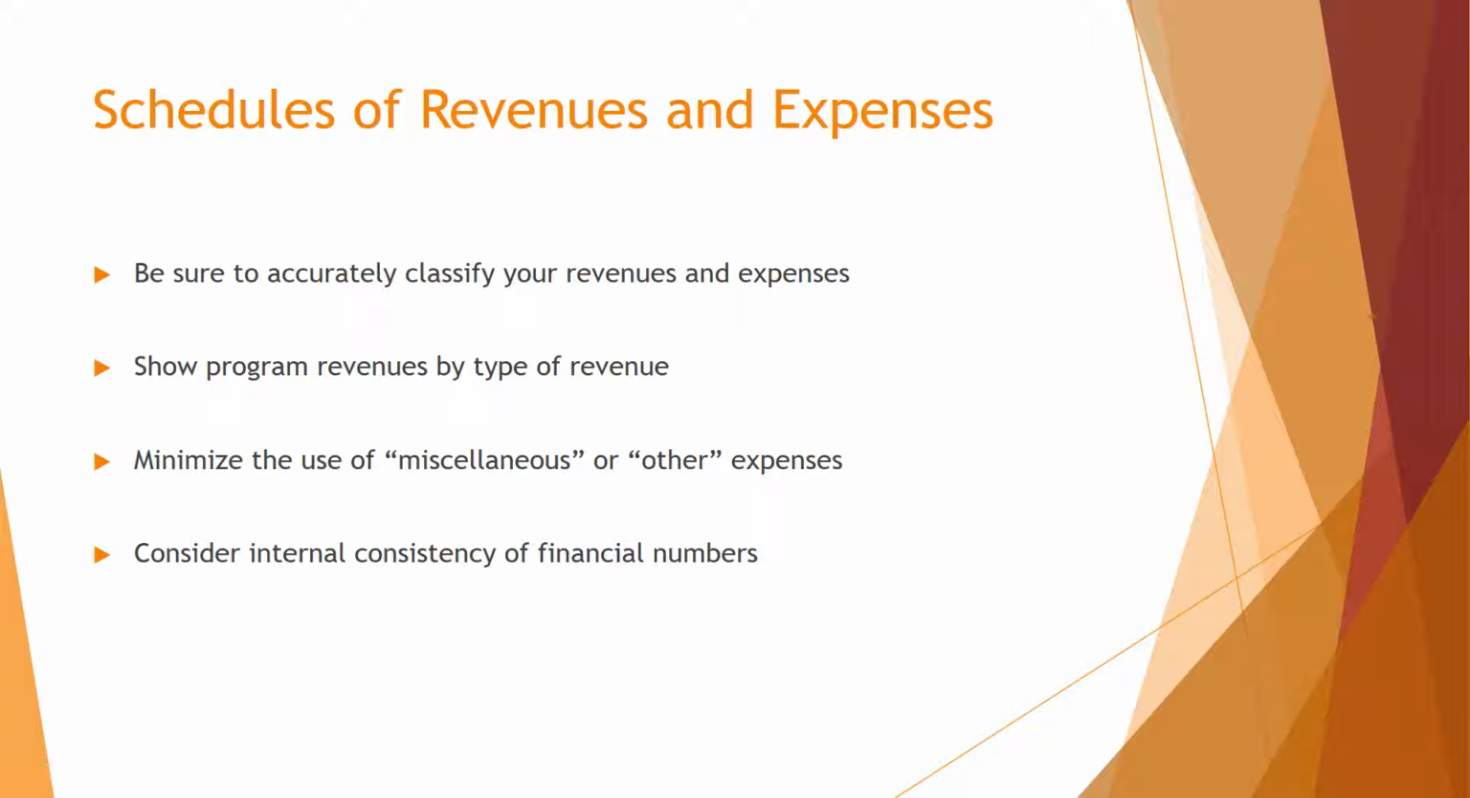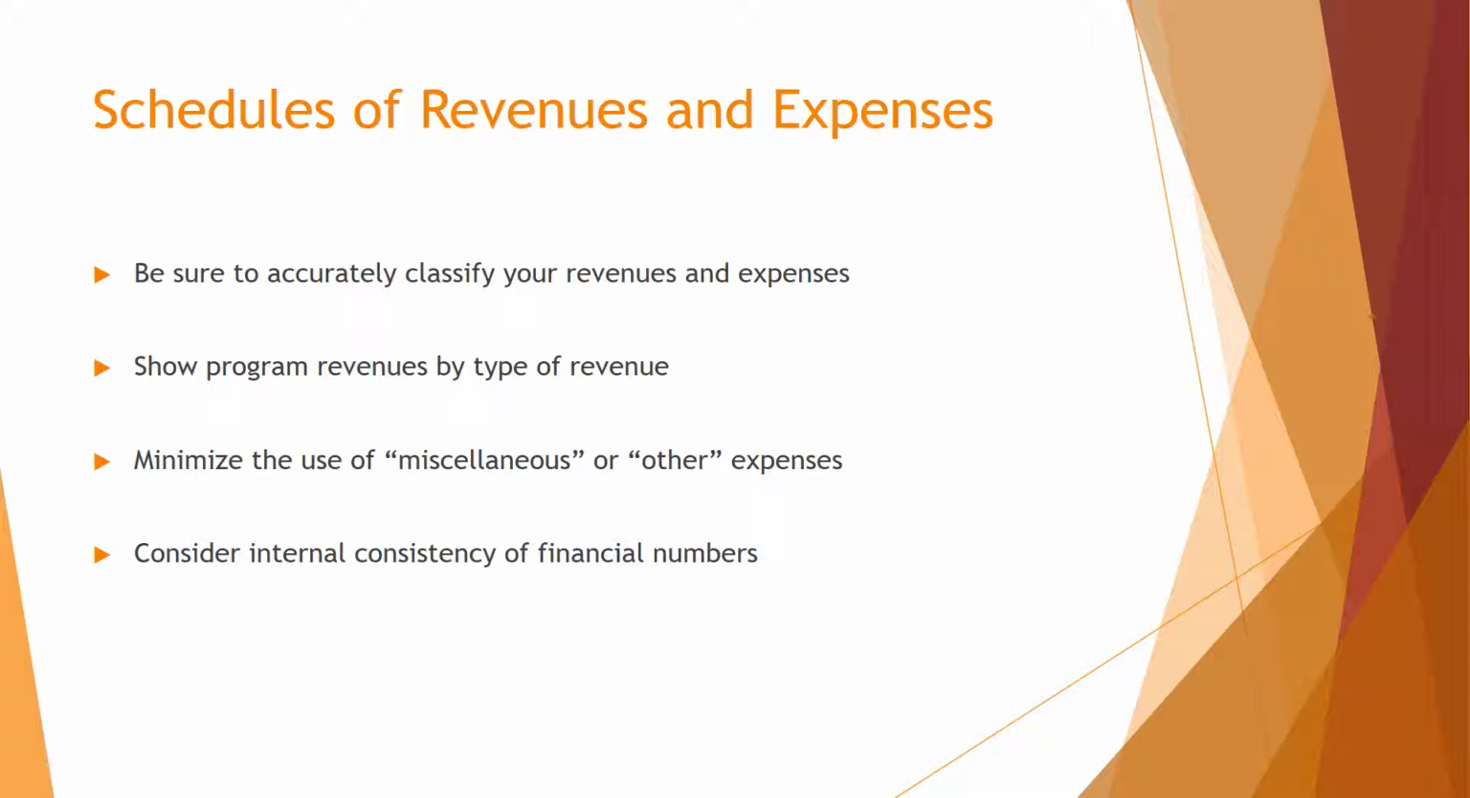Beyond the program service accomplishments, there's a lot of other places where you can make sure that you are really presenting everything as good as possible to give the donor comfort in the quality of your organization and its ability to carry out its objectives. And one of those other areas is the schedules of revenues and expenses. You want to make sure that you really are accurately classifying your revenues and expenses, because those are a couple areas that donors are going to look at very intently.